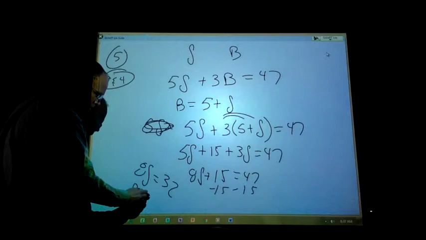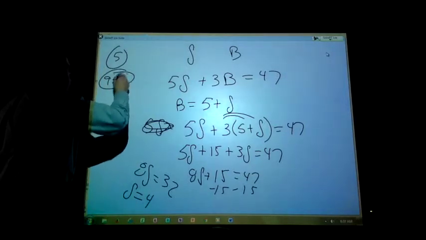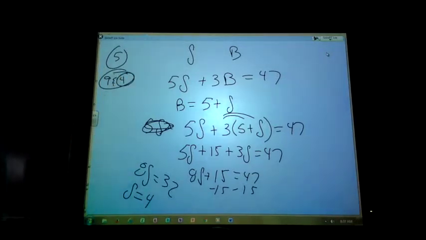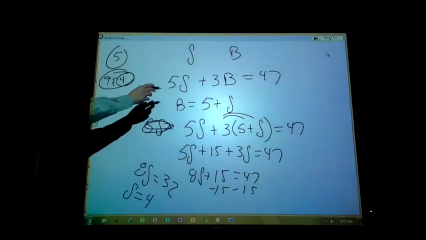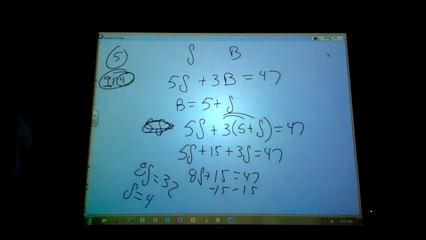Gage, yeah. I found my smaller number to be 4. I think that's what you found your smaller number to be. And we knew that 5 plus is smaller. So 5 plus 4 is 9. Woo! Yeah, buddy. Love it.